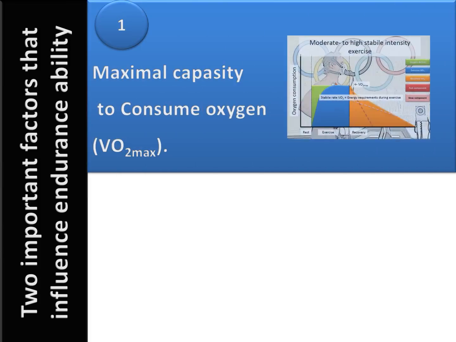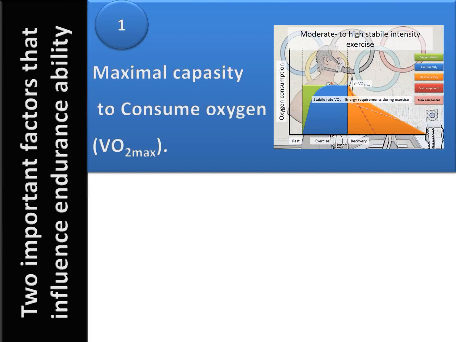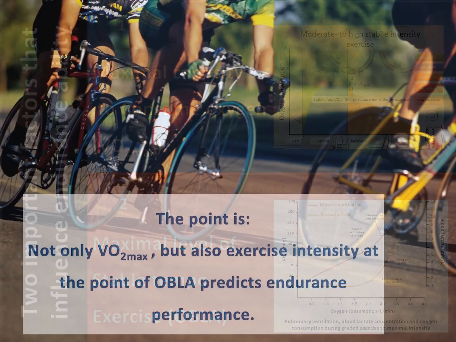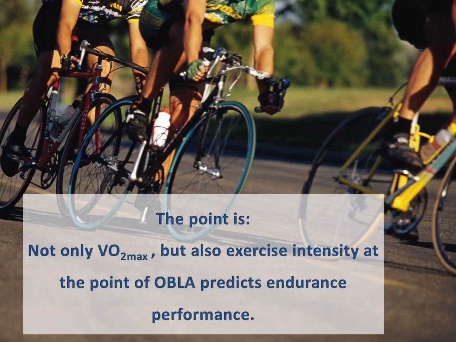Endurance exercise depends on, firstly, your maximal capacity to consume oxygen, or VO2 max. Also, OBLA, your maximum level of stable rate exercise. The point is, not only VO2 max, but also exercise intensity at the point of OBLA predicts endurance performance. Which one of these two do you think is the most important?